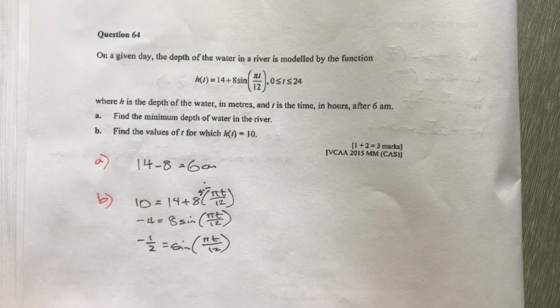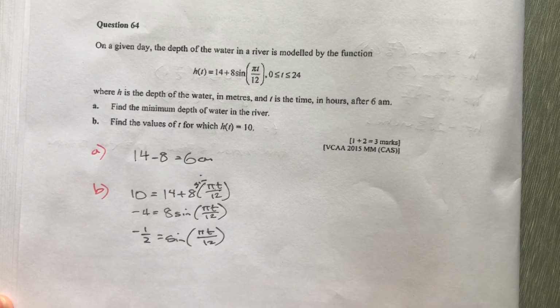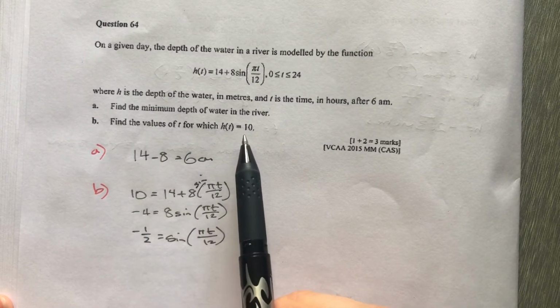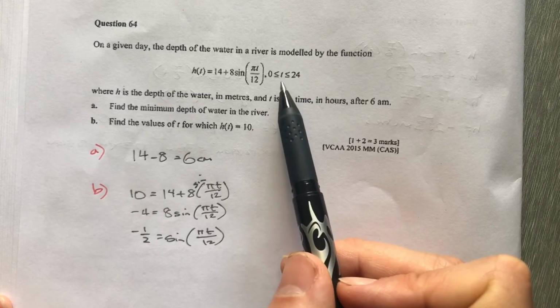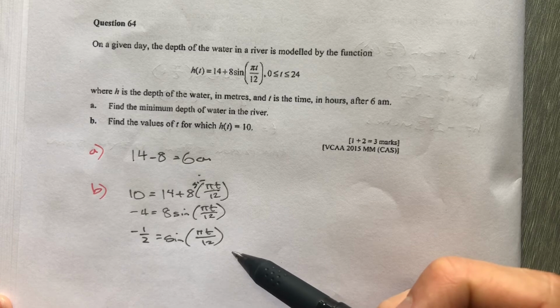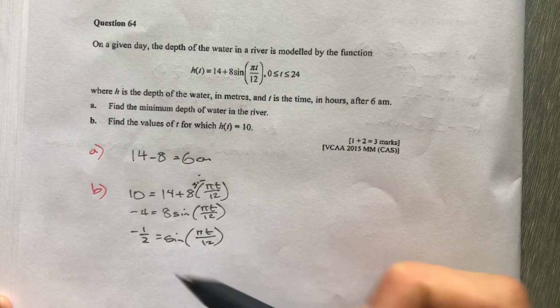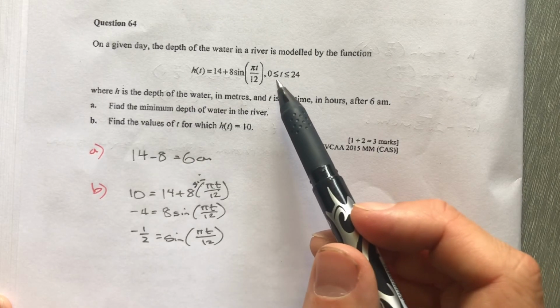Alright. Now, we want to know the values where it's 10, except we've been told that the time is only between 0 and 24, but I can actually work out how many cycles this is going to go through. So I actually need to work out what the period is, because I might have to go around 2 cycles rather than just 1. So I'm going to have to check that first.